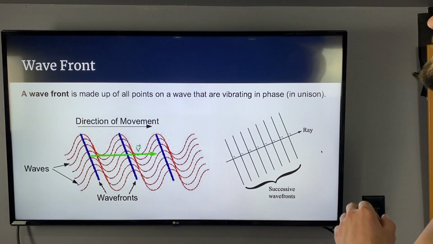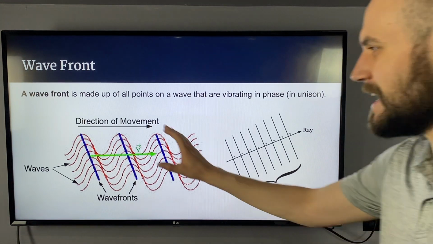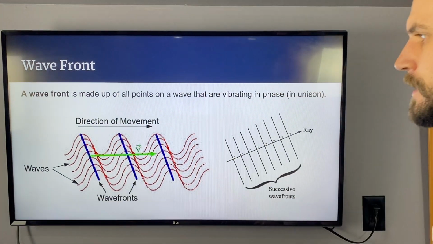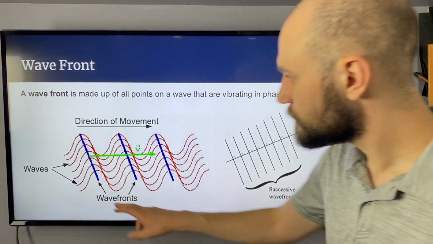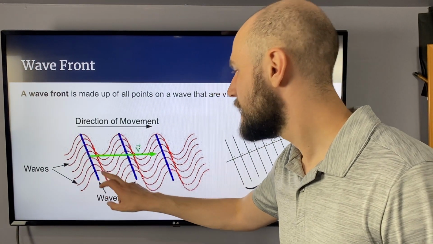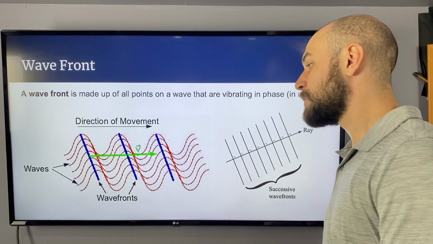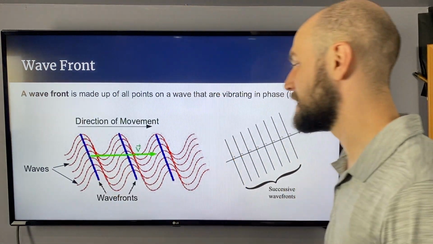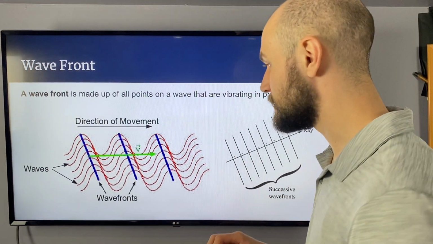A wave front is made up of all points on a wave that are vibrating in phase. So take a look at this complicated diagram here on the left. These blue lines are what we call the wave fronts. As you can see, we have many waves here. All of these waves are given in red, and these waves are vibrating as we move out. Something we discussed in previous lessons, we could talk about the wavelength of these waves, the frequency of these waves, the different points that are in phase.